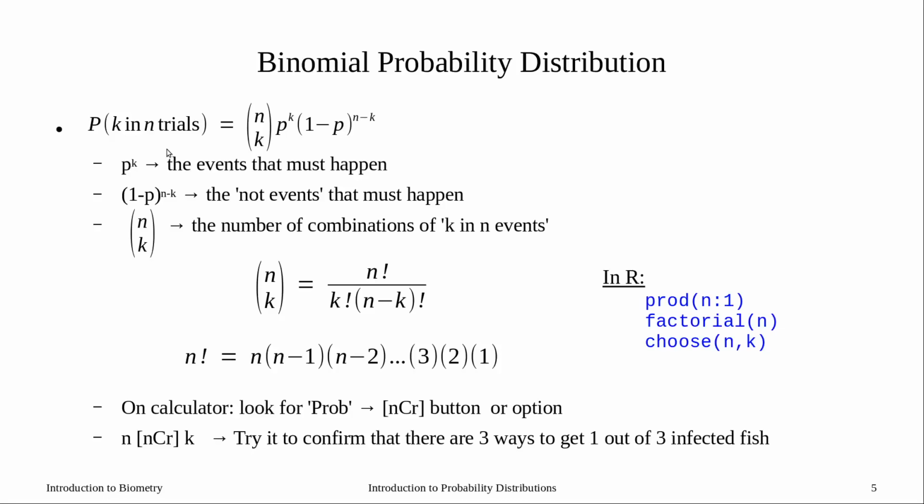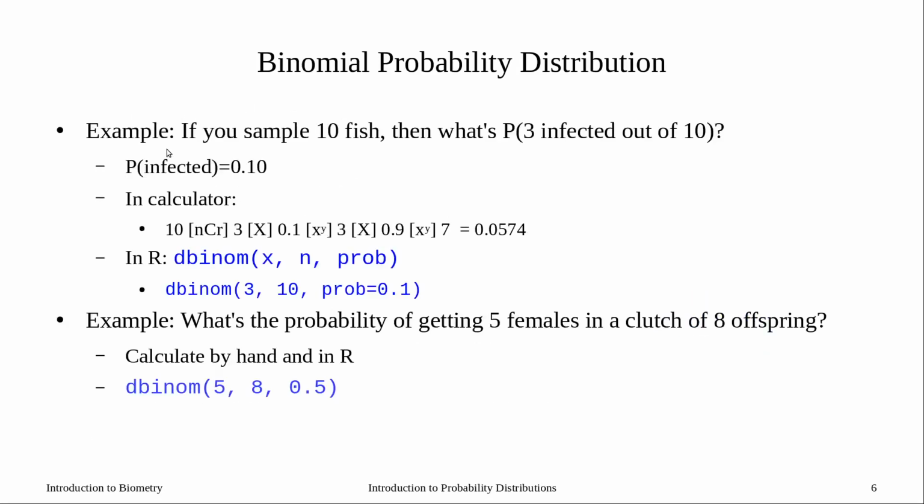So this might be a little bit easier with some practice problems. Here's an example. Say you sampled 10 fish. What's our probability that 3 of those fish are infected? And again, we'll use the same probability of being infected, which is equal to 0.1. You can think about how to do it by drawing out the equation.